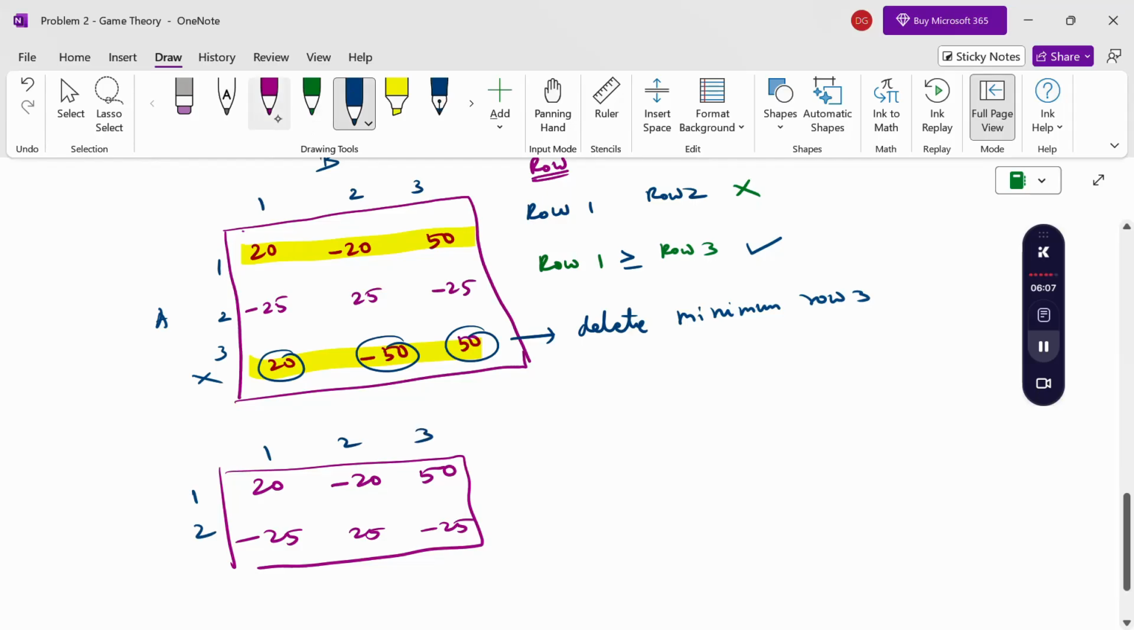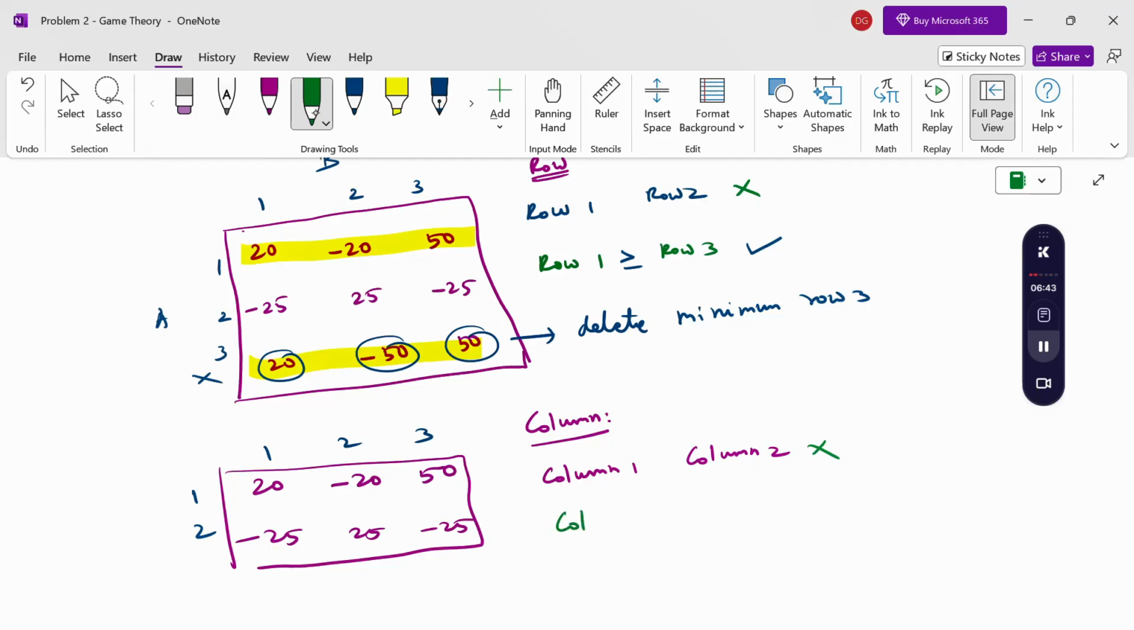Now compare the columns. Column 1 and column 2, comparison of column 1 and column 2. When I compare, the maximum value is 20, but the other is a minimum, therefore it is not possible to compare column 1 and column 2.